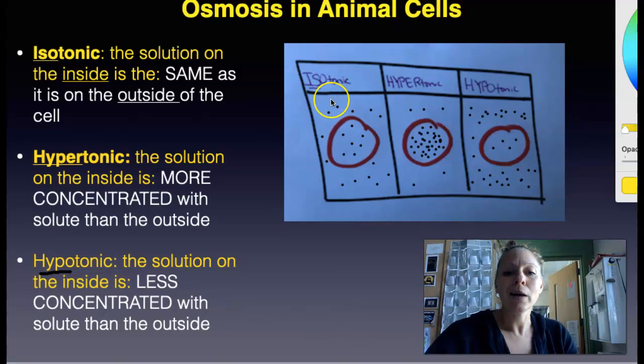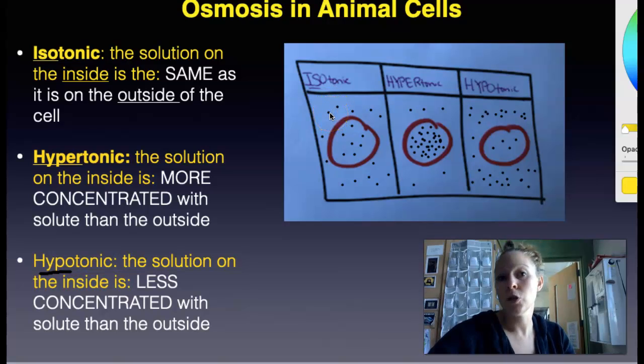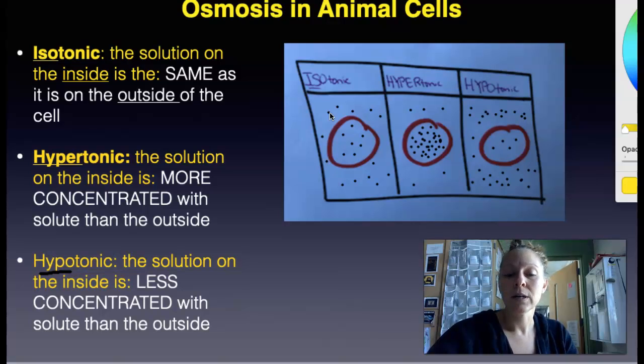Well, isotonic solution has already reached equilibrium. It is in equilibrium. And so there's going to be no net movement. There's no concentration gradient. However, let's not forget that there's always random movement. So there's going to be movement both in and out. So there is no net movement, there's no concentration gradient, but there's still movement.